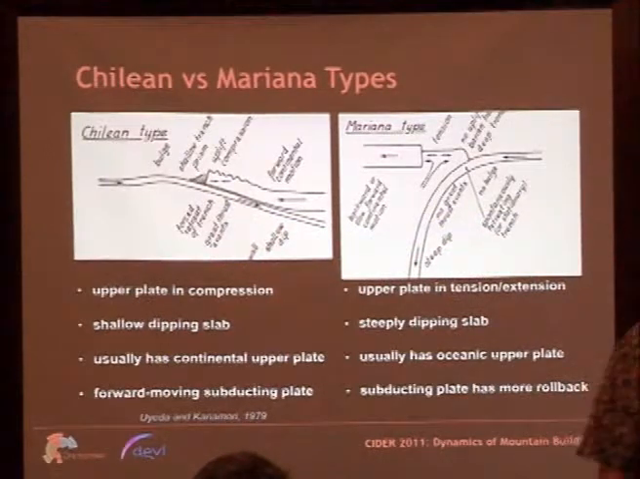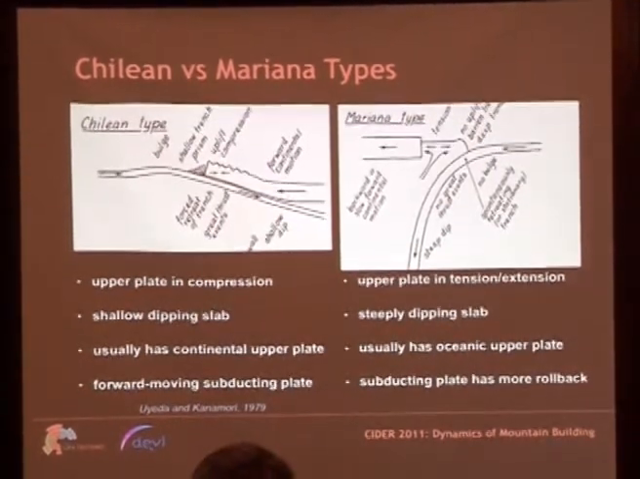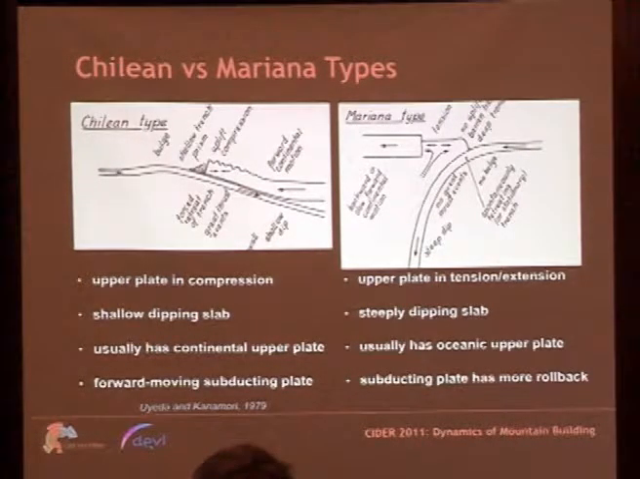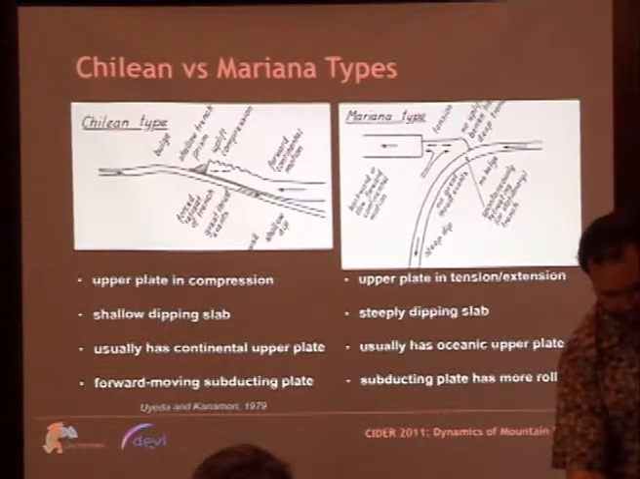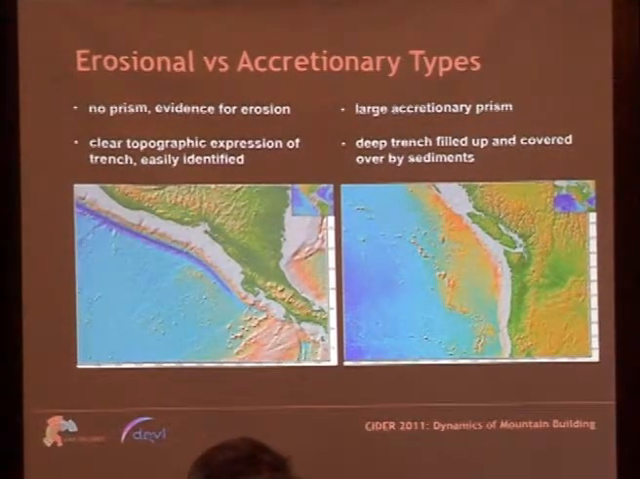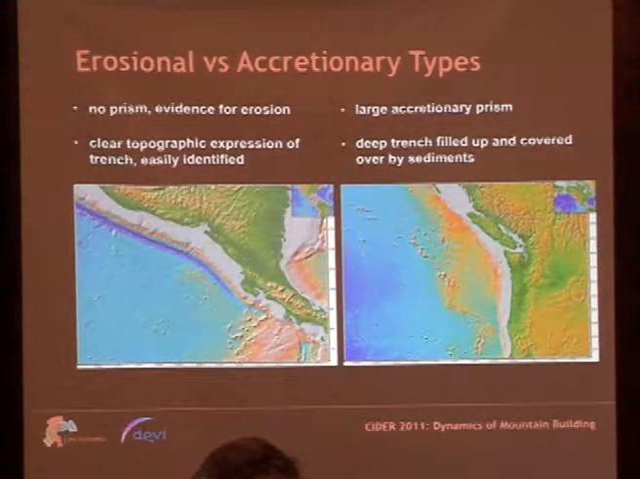We'll see that. So in the early days, there was this classification of a Chilean type, the shallow, this Pampean slab that people are mentioning, where it's shallow or flat lying. It has different stress environments and this shallow prism. And then there was this Mariana type, where it was a steep dip, there was some tension, and there's more of a rollback component. And then we heard about this erosive aspect to the margin, and that's called an erosional type.